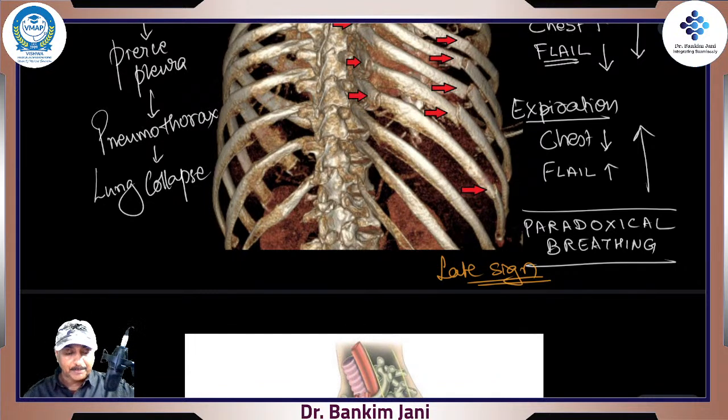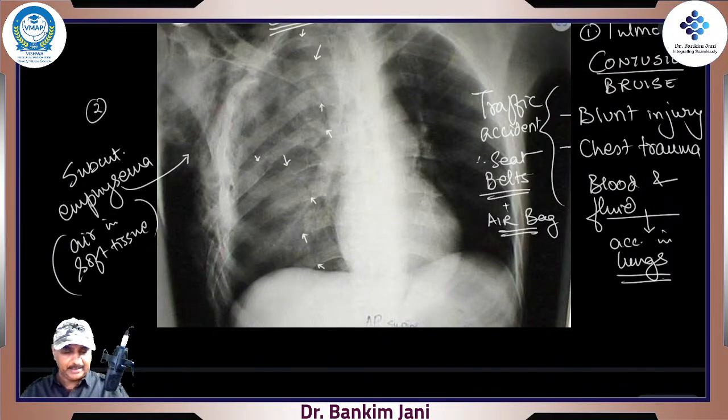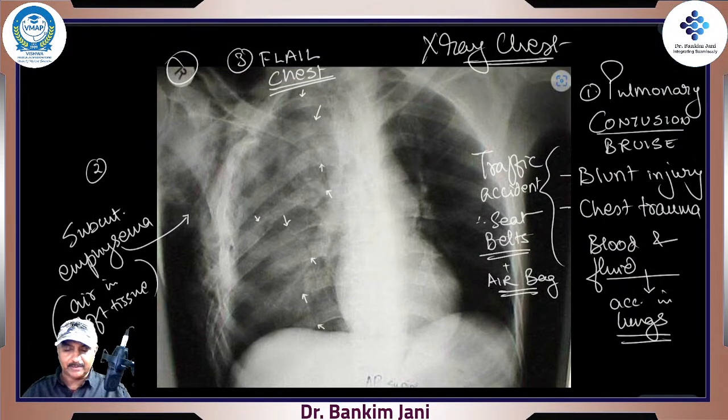So absence of paradoxical breathing never rules out flail chest. That's why the radiological importance is massive. This can be seen even on a simple plain X-ray chest. So that is what we learn from it.